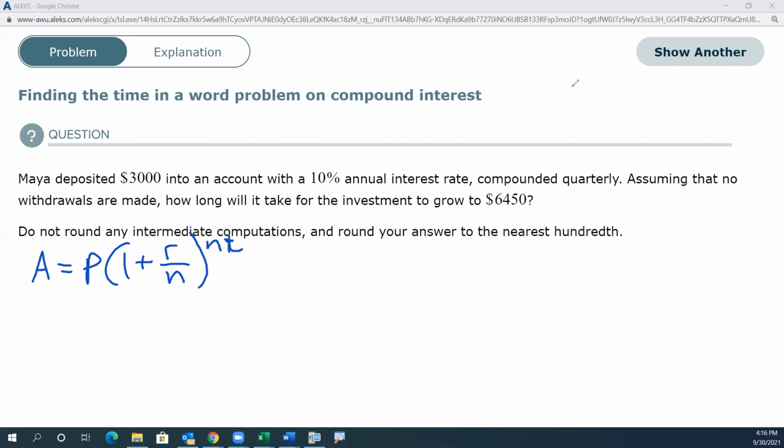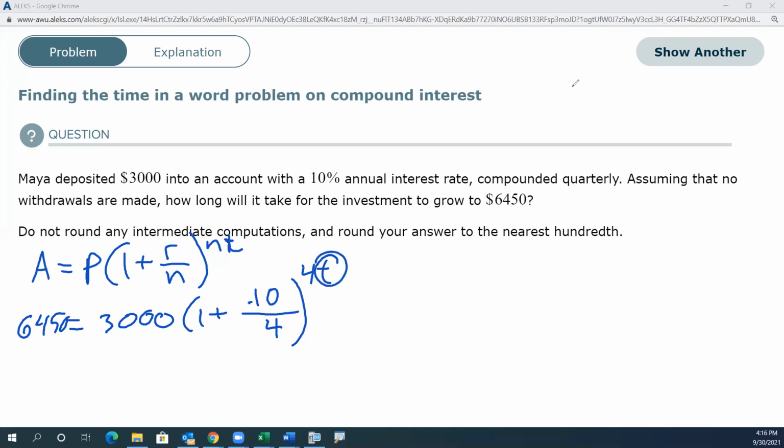Where P is the principal, the beginning amount, so that's $3,000. A is the accrued or accumulated or final amount, so that's $6,450. 1 is 1. The interest rate is 10%, so pretty big interest rate, so 0.10. Quarterly, okay, N, that tells you how often it's being compounded in 1 year, so 4 times in 1 year. And the question is, how long is this going to take? I don't know. Well, let's see what we can do.